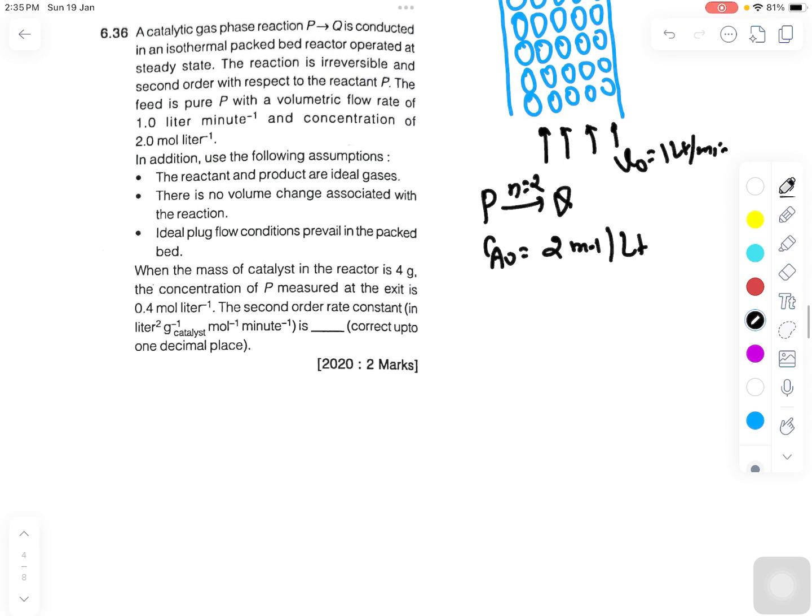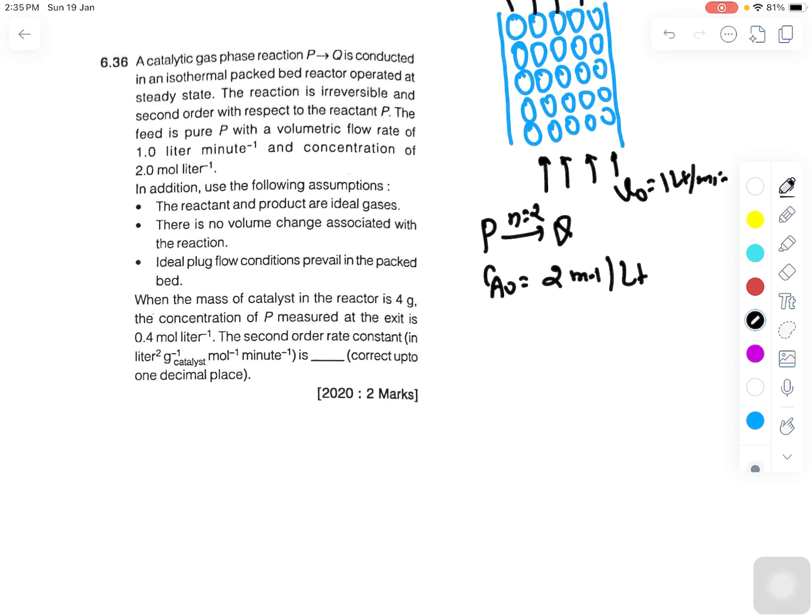So again, you have been given additional information for this problem, the assumptions that you can take: the reactant and product are ideal gases. There is no volume change associated with the reaction. This means it is a constant volume reaction system, and ideal flow conditions prevail in the packed bed reactor. So the design equation that we generally use for a plug flow reactor can be used for the packed bed reactor also.